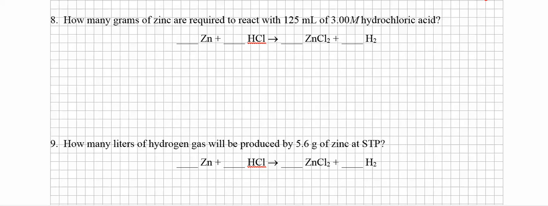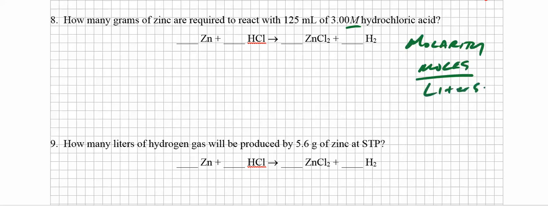So let's talk a little bit about what that capital M means. That capital M that I'm referring to here means molarity. So molarity is a unit of concentration, all right? And what we mean by molarity is moles of solute divided by liters of solvent. So when we have a 3.00 capital M hydrochloric acid solution, what we're saying is we've got 3.00 moles per liter of hydrochloric acid, right? That's what molarity means. So how do we approach this problem?